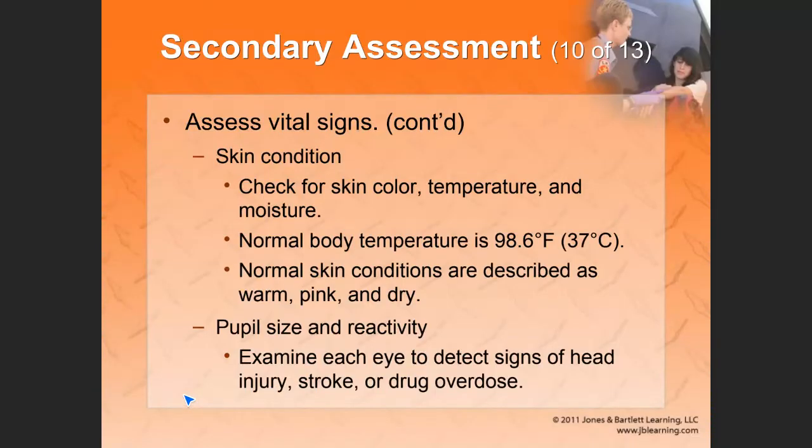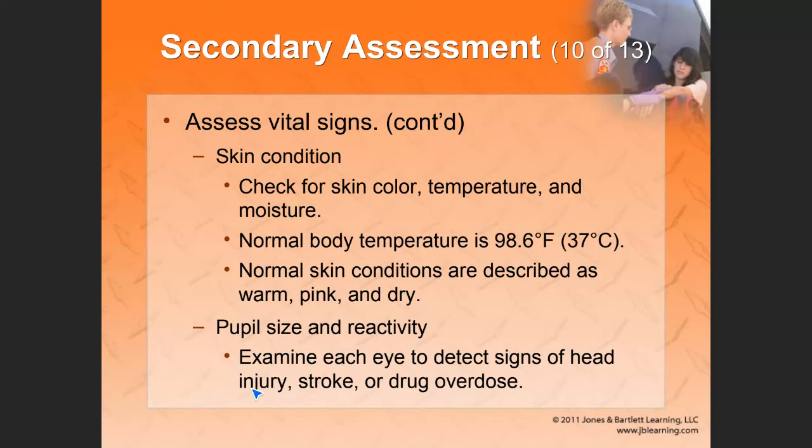All right, now skin condition. Check for skin color, temperature, and moisture. Normal body temperature is 98.6 degrees Fahrenheit or 37 degrees Celsius. Normal skin conditions are described as warm, pink, and dry. Pupil size and reactivity is a good assessment to be conducted. And you would need a pen light to do that.